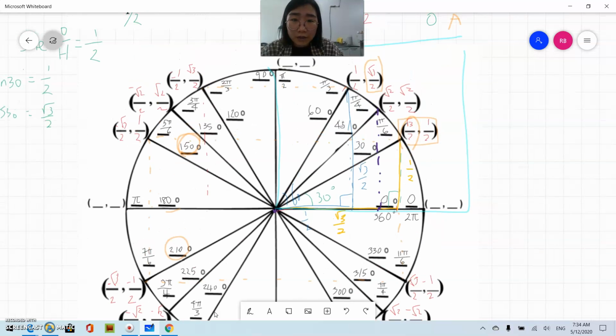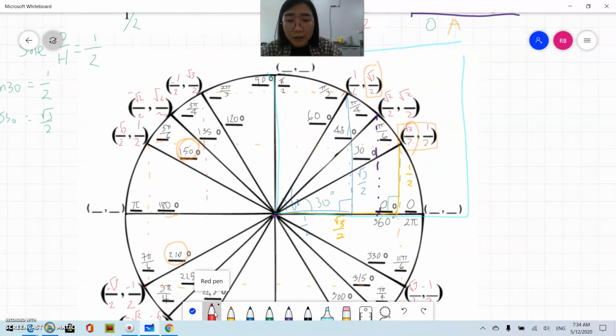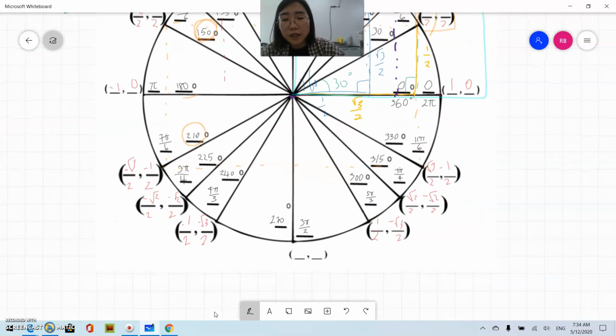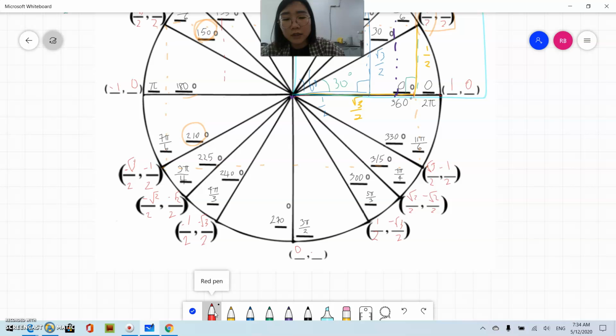I will fill out the 0, 90, 180 because that's what we did yesterday. So here, x is 1, but y is 0. It's the opposite for this one. And then this one is a negative. And then the last one, which is a 270 degree, is 0 and negative 1.